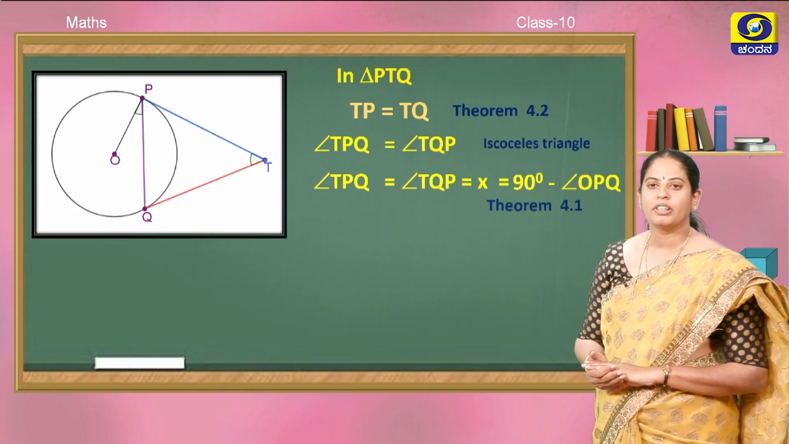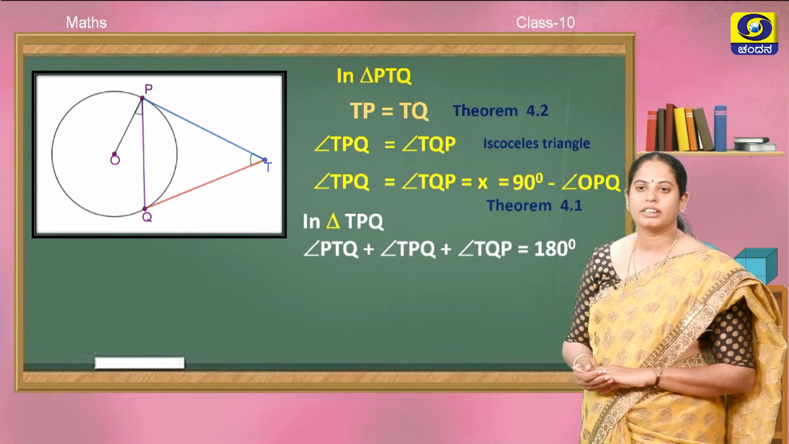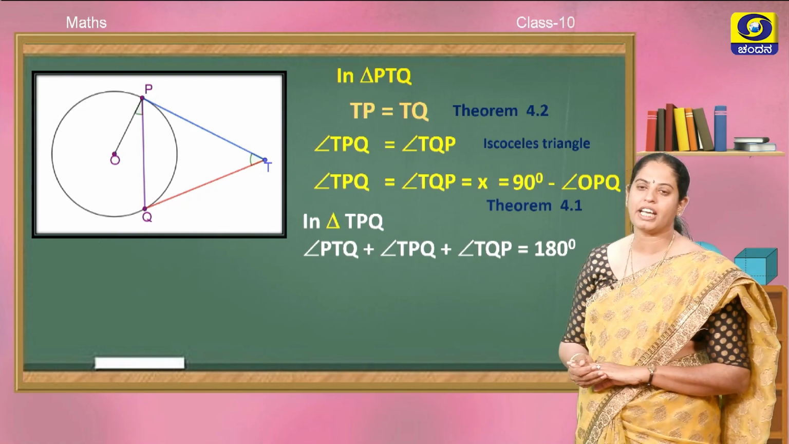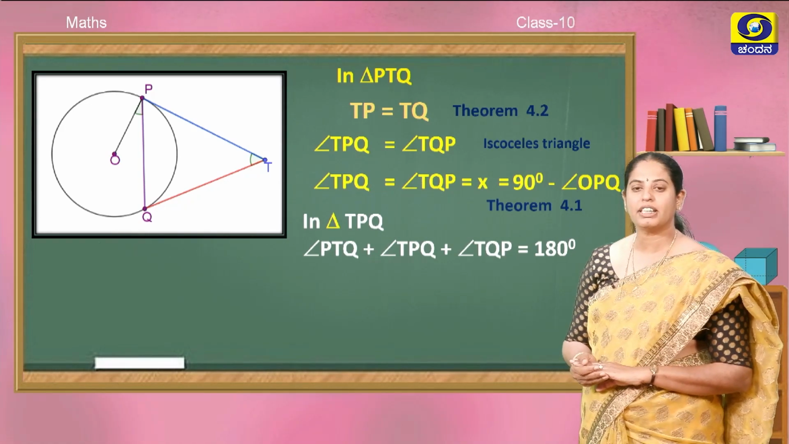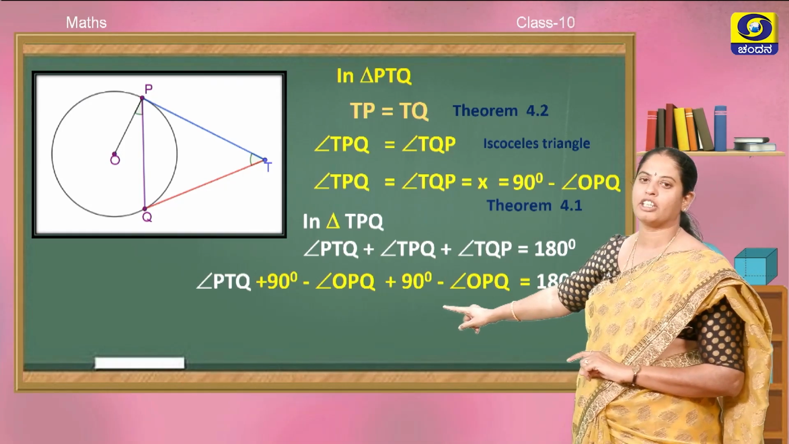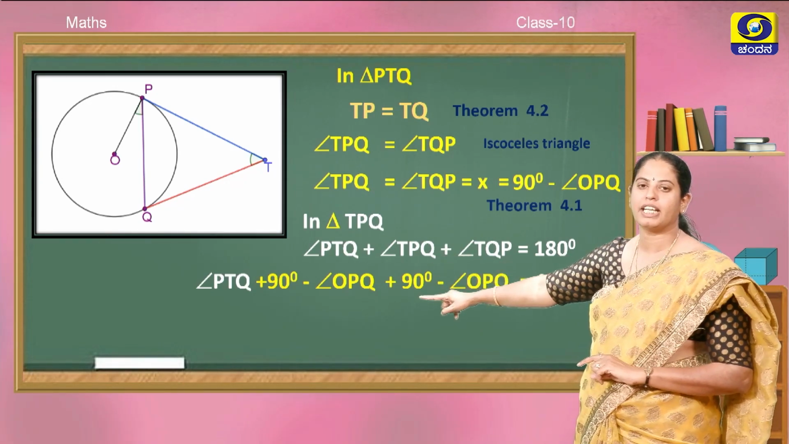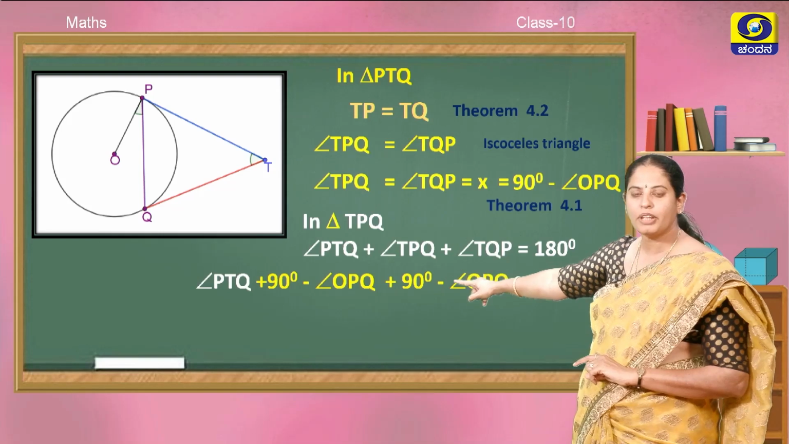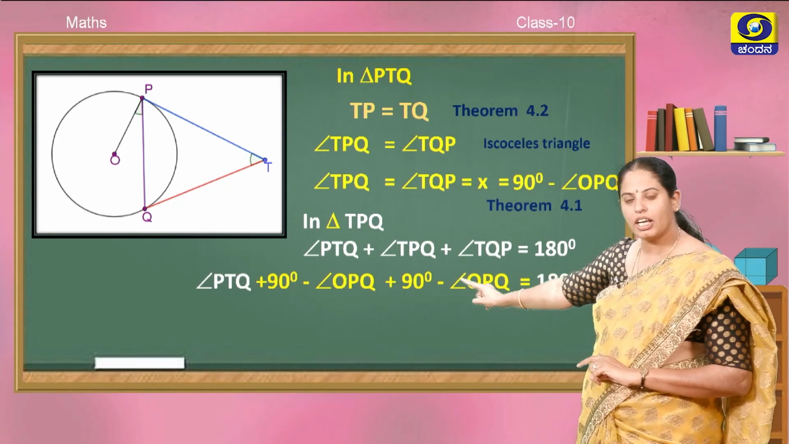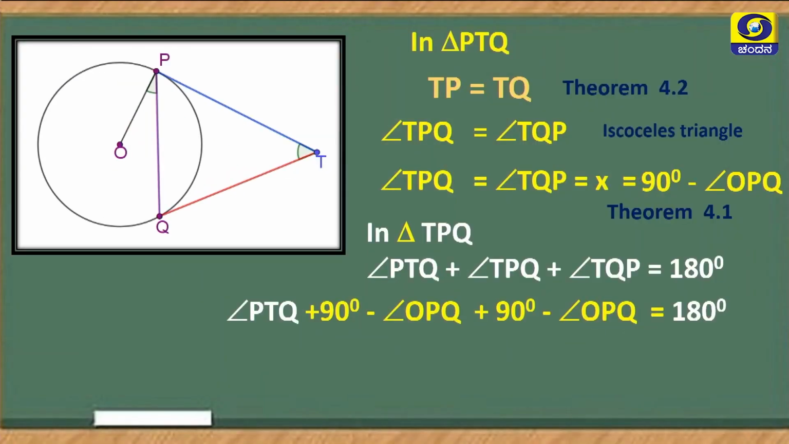Next step, in triangle TPQ, we know that the sum of the three interior angles of a triangle is 180 degrees. Therefore, angle PTQ plus 90 minus angle OPQ, we are substituting the value for TPQ. It is 90 minus OPQ, and TQP is also 90 minus OPQ. Hence, that is equal to 180 degrees.